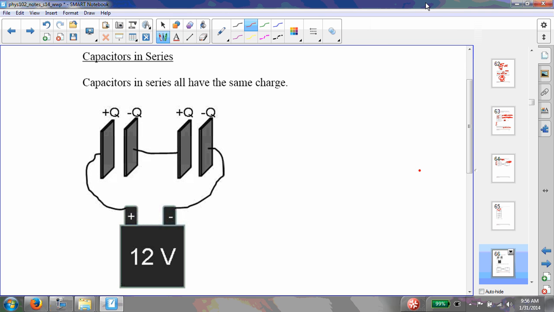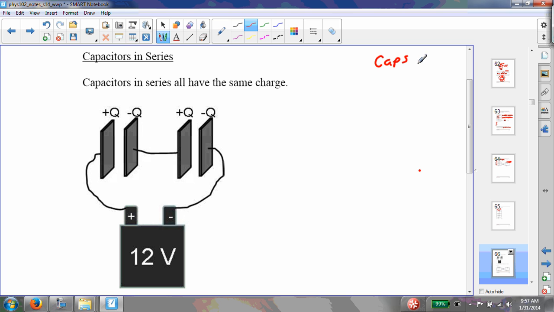Now let's look at capacitors in series, and then we'll combine the two and deal with combination circuits. That is, circuits with both capacitors in parallel and in series. But let's first look at capacitors in series, and we'll have a few rules. Let me just remind you of the rules for capacitors in parallel before we move on, though.